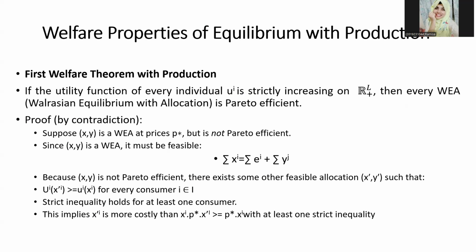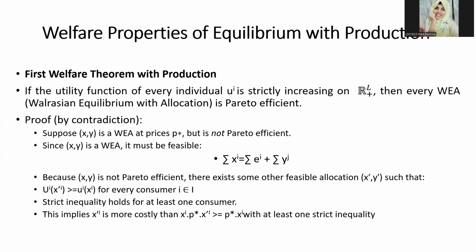The first welfare theorem states that if consumers have strictly increasing utility functions, meaning more is better, and firms maximize profits, then a competitive equilibrium, also called a Walrasian equilibrium, is Pareto efficient. In simple terms, competitive markets without frictions allocate resources so no one can be better off without harming another. Why does this happen? Firms produce efficiently to maximize profits. Consumers buy the best goods within their budget. Markets clear, meaning supply equals demand. This results in Pareto efficiency.